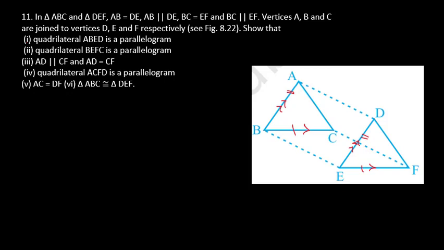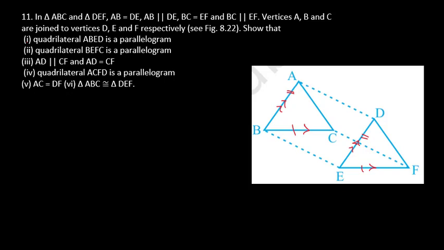Vertices ABC are joined to the vertices DEF. You can see in the diagram. We have to show that quadrilateral ABED is a parallelogram. So first I have to show that ABED is a parallelogram. Second, we have to show that BEFC is a parallelogram. Okay.